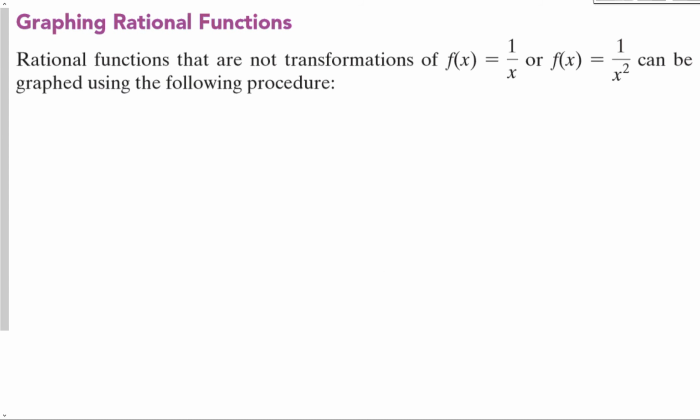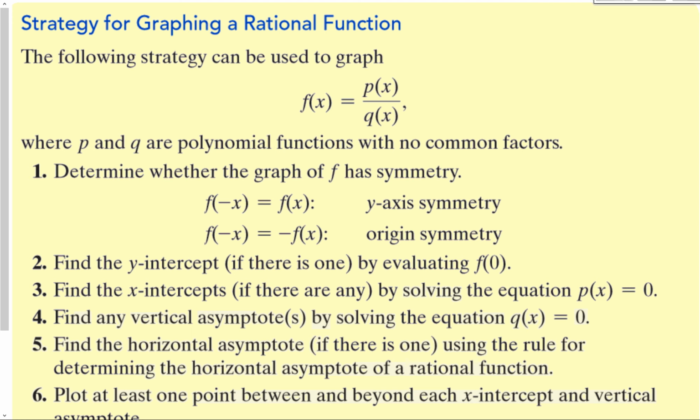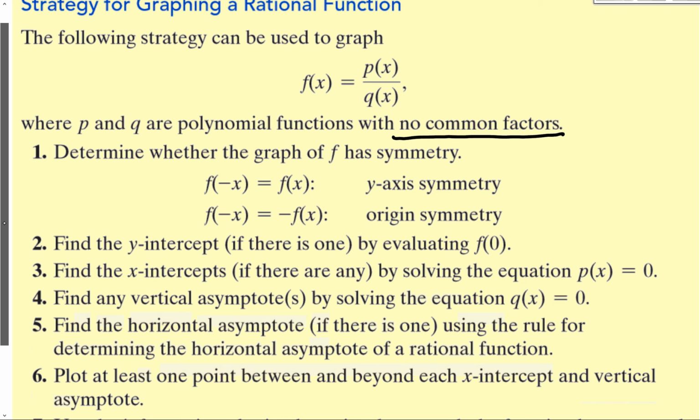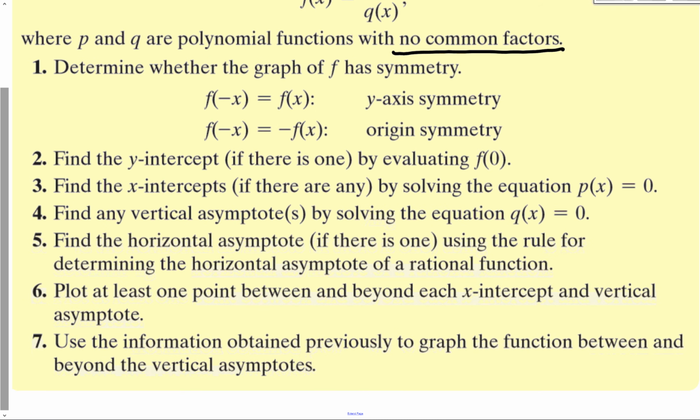Now, those are the easy ones. Okay? So if you have something that looks like one of these two, you can graph them with transformations. However, most of the functions that you are going to graph are not going to be like that. So rational functions that are not transformations are graphed using the following procedure. The following strategy can be used to graph f of x is equal to p of x over q of x, where p and q are polynomial functions with no common factors. So make sure you take the common factors out first if there are any. And there are 7 steps to this.